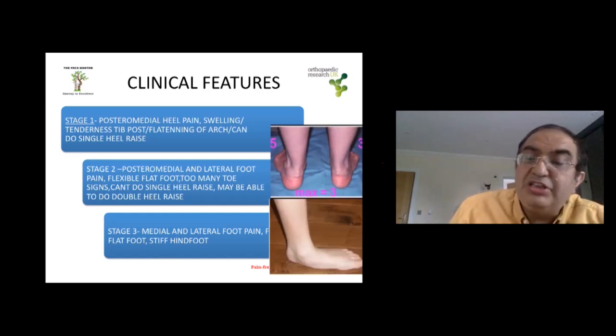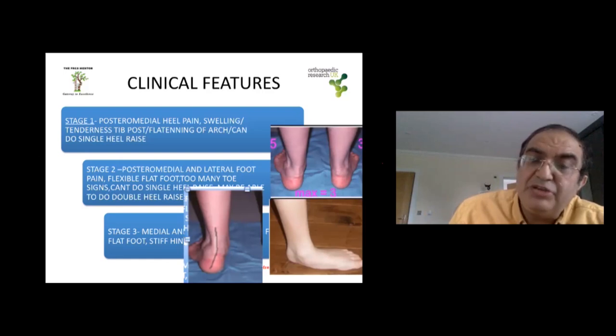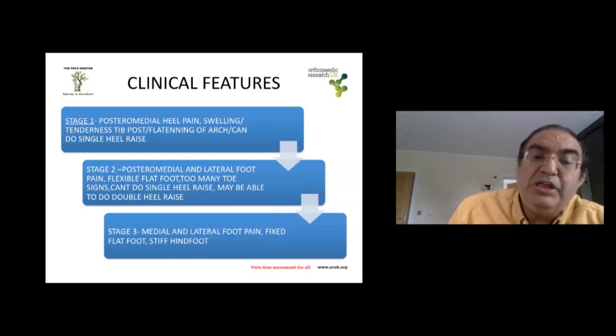So this is your stage 3. As you can see, it's a fixed deformity. It doesn't correct, and you have a stiff subtalar joint. So what are the investigations you do?